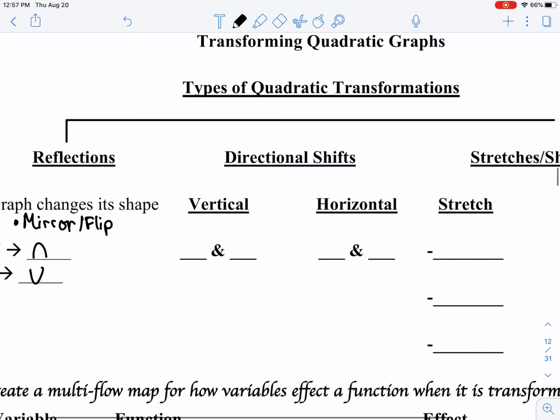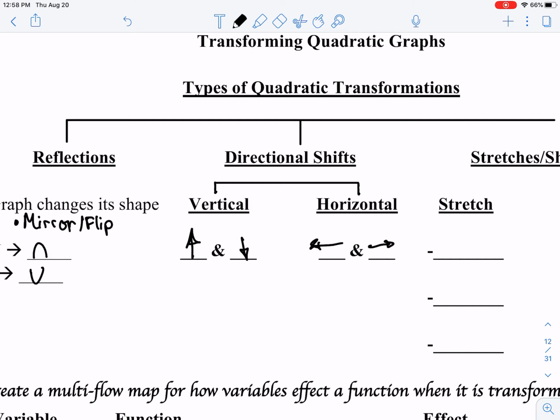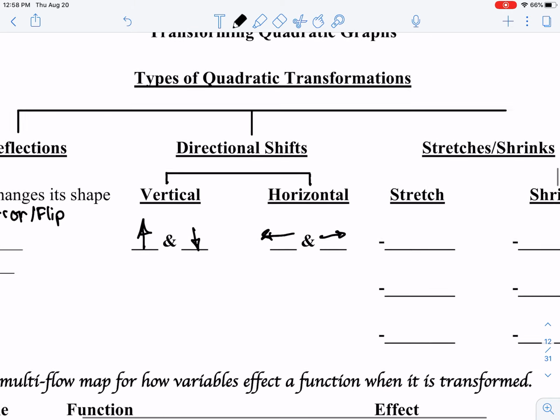You can have directional shifts. Directional shifts are what I would consider to be the second easiest, next to reflections. Vertical is up and down, and horizontal is left and right.